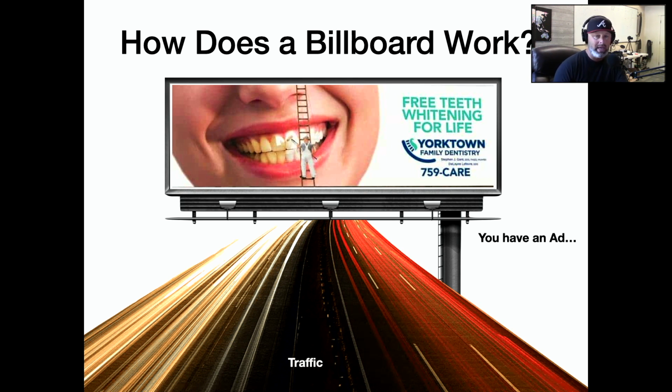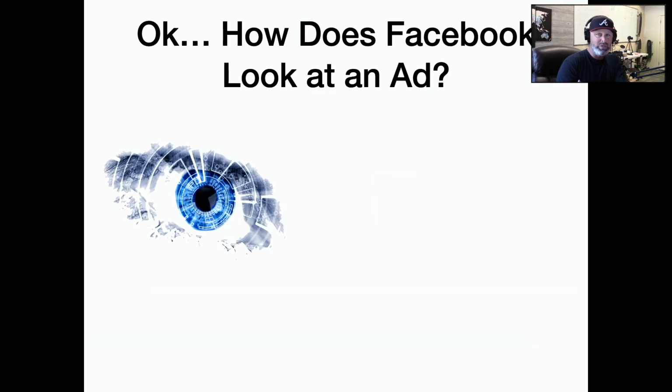There's nothing complicated about this process. And what most people do is they overcomplicate that process. But once again, understand, this is for local marketing. Okay, so how does Facebook look at an ad? Now, you know how a person looks at a billboard. We know that. But what about Facebook? What about the, quote, algorithm?